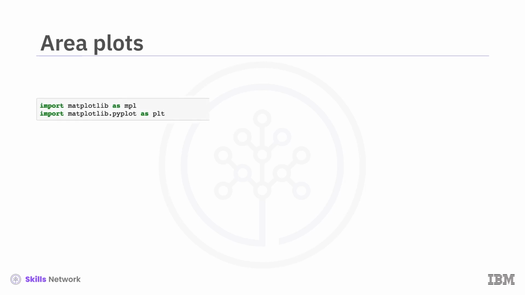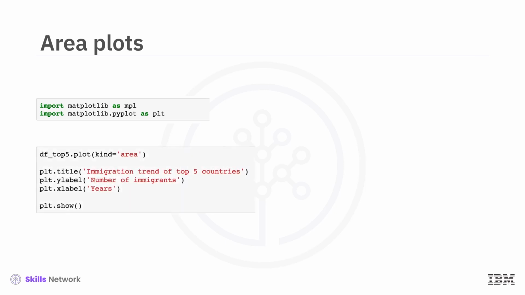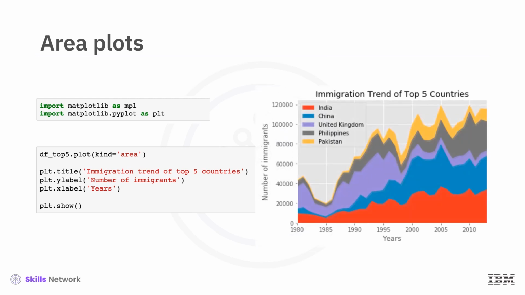First, we import Matplotlib as mpl and its scripting interface as plt. Then we call the plot function on the data frame df_top5, and we set kind equals area to generate an area plot. Then to complete the figure, we give it a title and label both the axes appropriately. Finally, we use the show function to display the figure. Note that here we are generating the area plot using the inline backend. And there you have it, an area plot that depicts the immigration trend of the 5 countries with the highest immigration to Canada from 1980 to 2013.